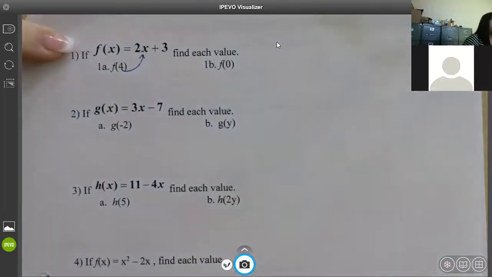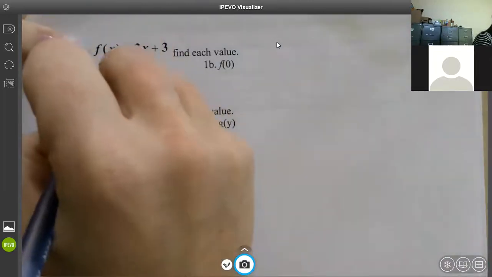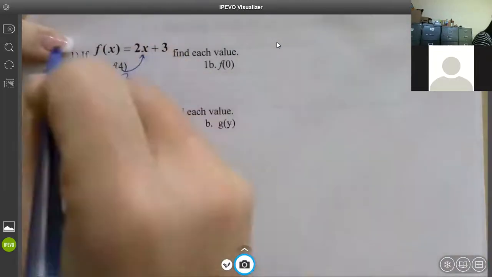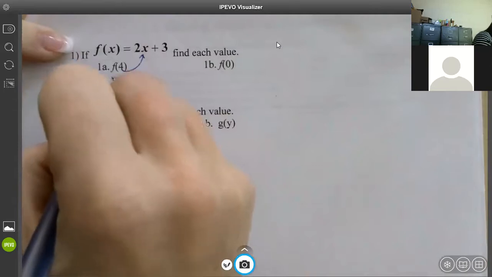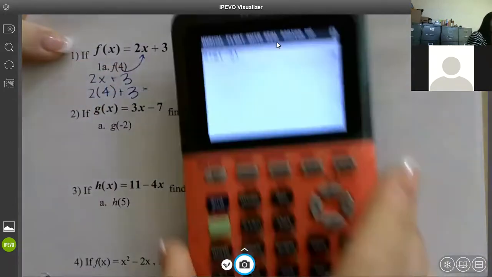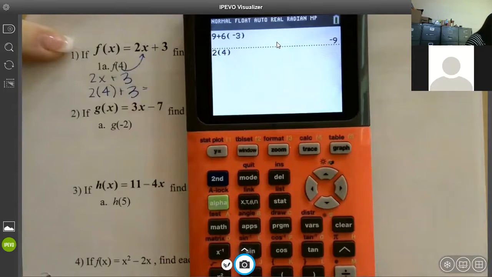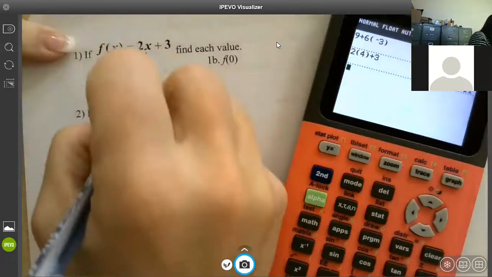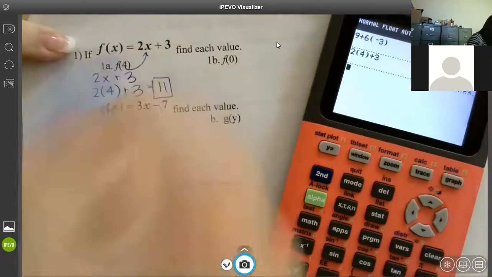Plug in 4. So we're going to have 2x plus 3. And I told you to plug in 4 with parentheses. And then put it in your calculator just like you said. 2 parentheses 4, close it, plus 3. Gives us 11. That's your first one.